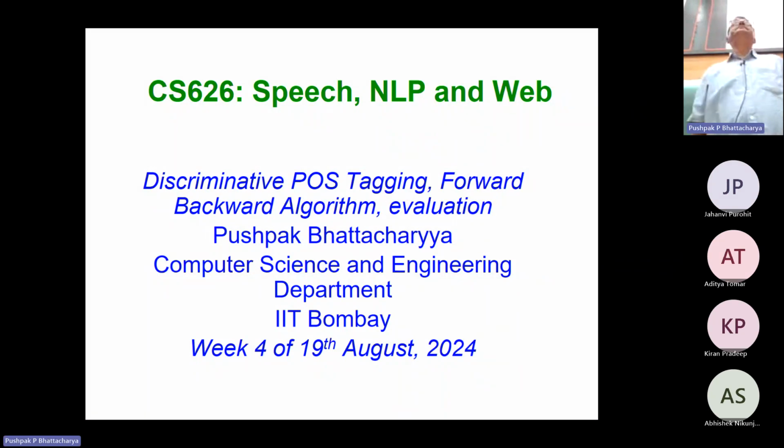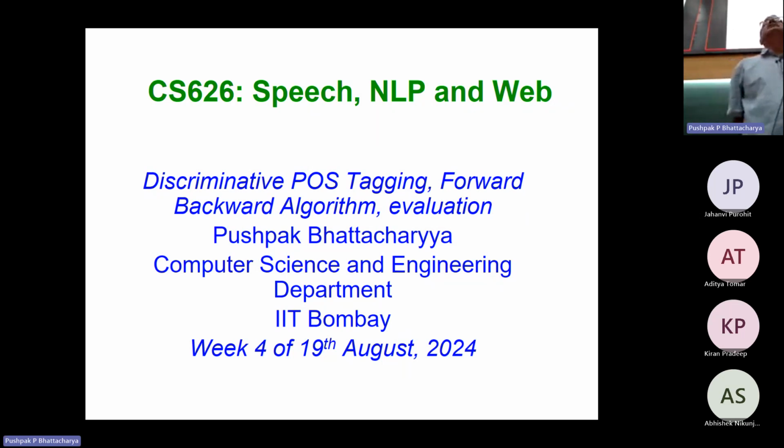Okay. Today we'd like to finish part of speech tagging, with some loose ends being tied, and I would also like to discuss conditional random field as it applies to part of speech tagging.